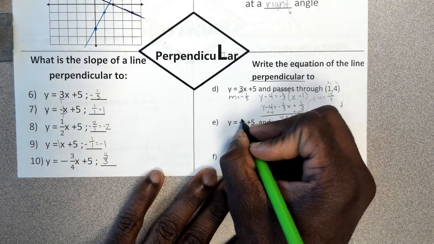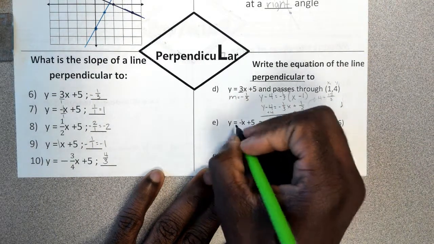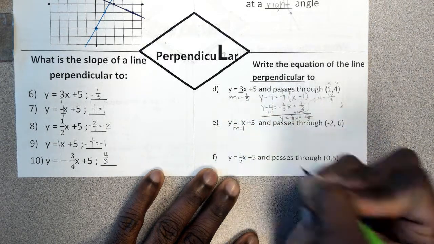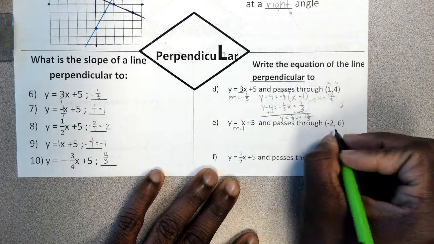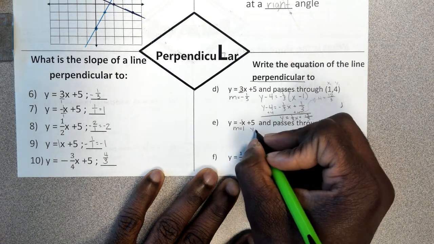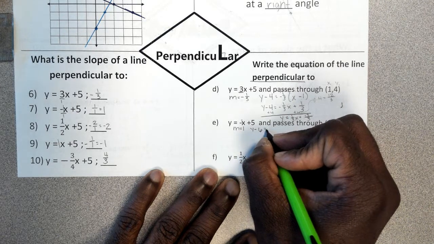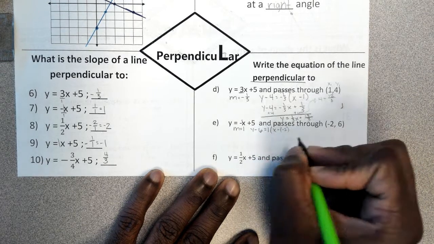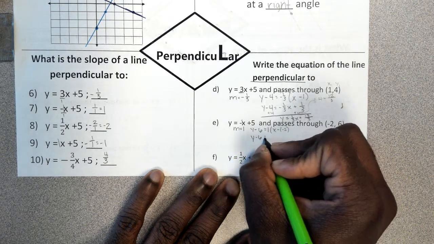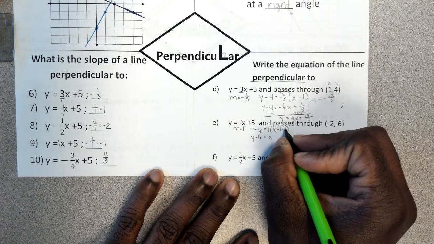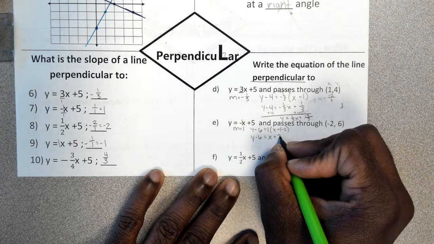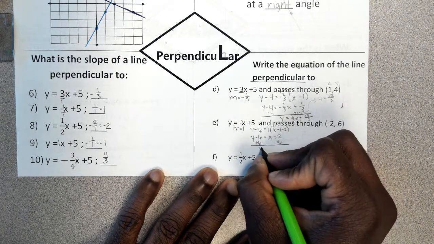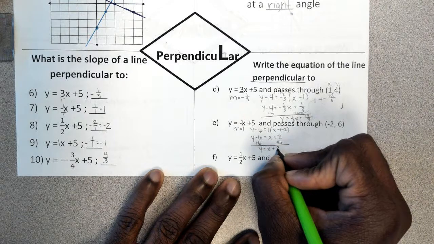Alright, another one. Slope here is negative 1. So the slope of my new line is going to be a positive 1. And it passes through negative 2, 6. So y minus 6 equals 1 times x minus negative 2. Remember, this becomes plus. And then multiply my 1, add 6 to both sides. Y equals x plus 8.